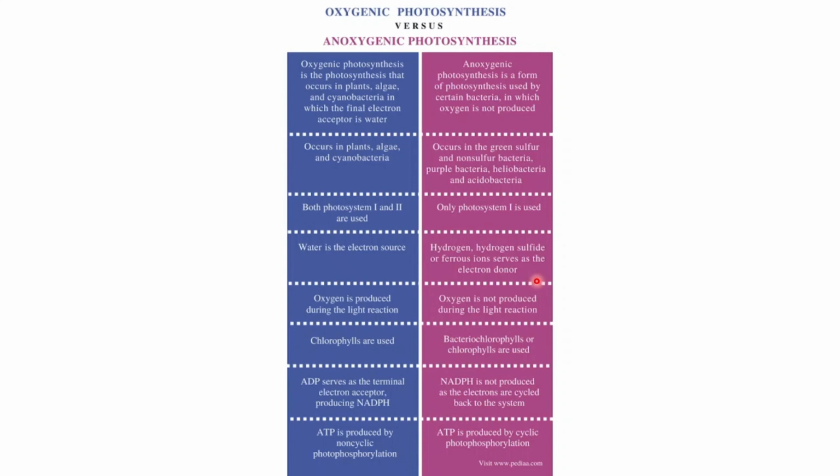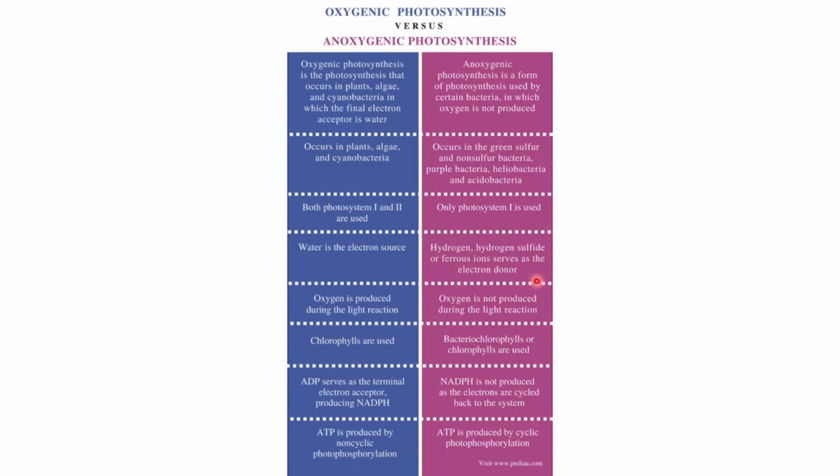Then both photosystem 1 and 2 are used in oxygenic photosynthesis, but in anoxygenic, only photosystem 1 is used. In oxygenic, water is the electron source, as we saw in the last slide. But in anoxygenic, it will be H2 or H2S, or sometimes even ferrous ions can serve as the electron donor. In oxygenic, oxygen is produced during the light reaction, but in anoxygenic, that is not the case.